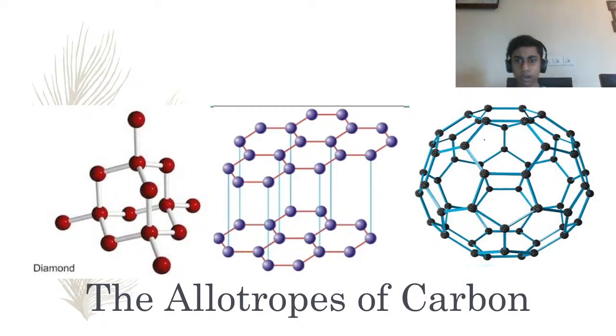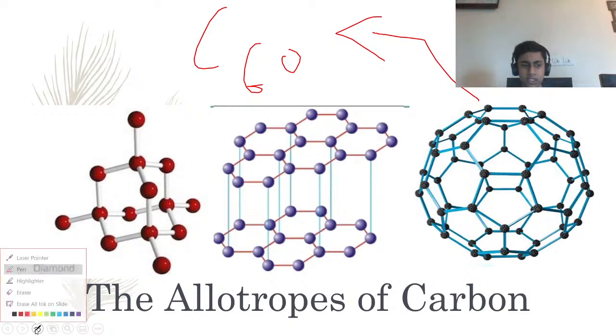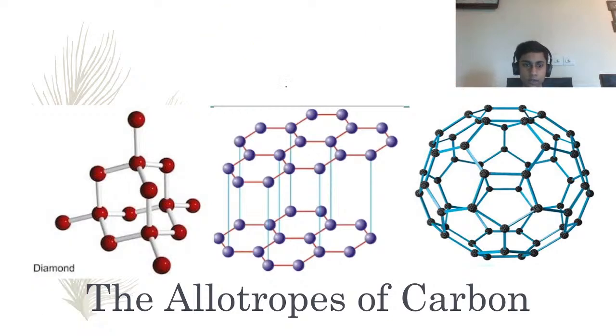Now let's look at Buckminsterfullerene. Buckminsterfullerene has the formula C60. It looks like a football, and it was named so because it looked like one of the dome-like structures of a very famous architect, Buckminster Fuller. He was a genius. So that was all for the allotropes of carbon.